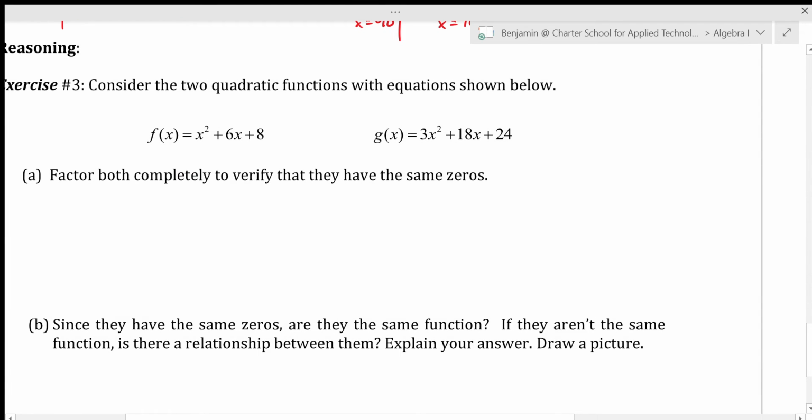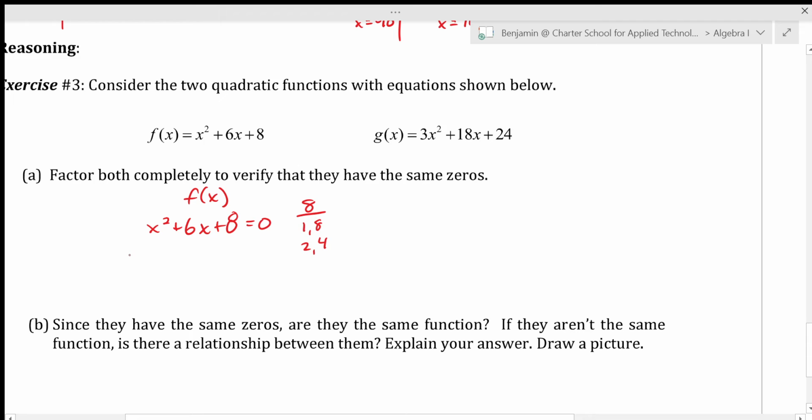So if I talk about f of x, we're going to set that equation. So I put f of x like this, we would take that equation and set it equal to 0. We're down 8, 1 and 8, 2 and 4.